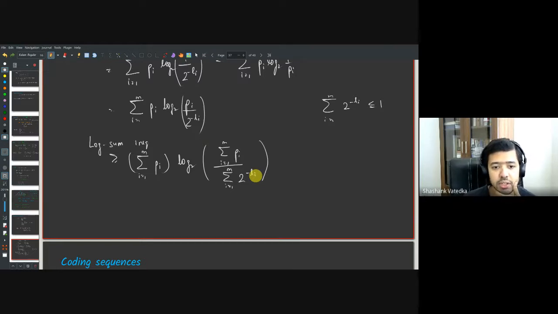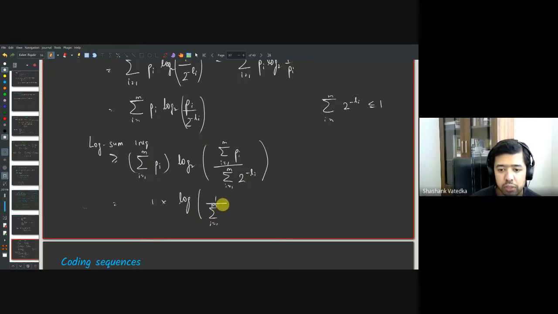Right, so this is just an application of the log sum inequality, and it holds for any set of positive numbers. All the pi's are anyway greater than or equal to 0. Strictly, we'll assume that all the pi's are strictly greater than 0, and anyway 2 to the minus li is strictly positive. Right, so what is this equal to? It is 1 times log of summation pi, which is 1, divided by summation i equal to 1 to m of 2 to the minus li.